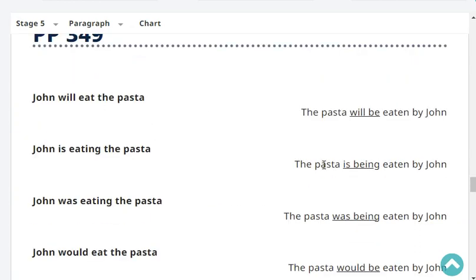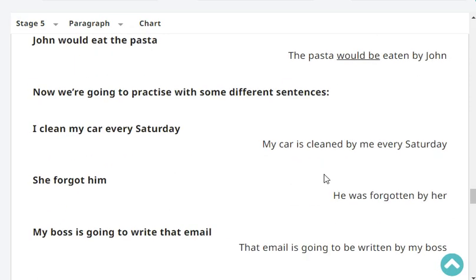John will eat the pasta. The pasta will be eaten by John. John is eating the pasta. The pasta is being eaten by John. John was eating the pasta. The pasta was being eaten by John. John would eat the pasta. The pasta would be eaten by John. Very good.